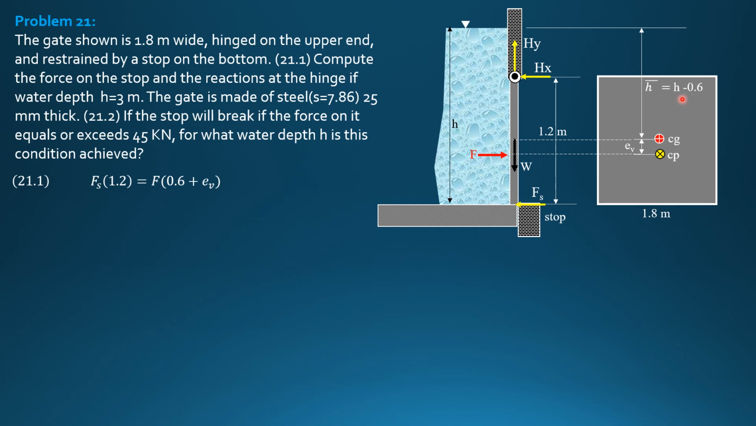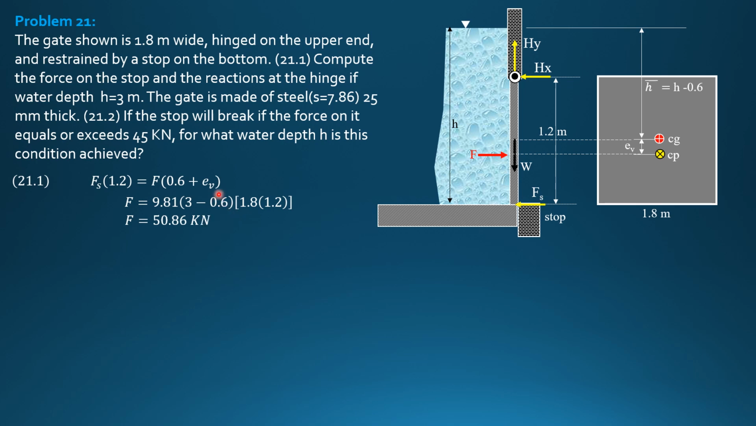Where F is 9.81 times quantity H minus 0.6, where H is 3 in the first iteration, so 2.4, then area 1.8 by 1.2. So F is 9.81 times 3 minus 0.6, that is h bar, then area 1.8 times 1.2. So F is 50.86 kilonewtons.